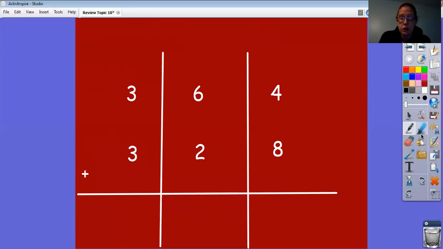So again, I'm going to go ahead and do my base 10 blocks. I'm going to do 4 1s, 1, 2, 3, 4, and then 8 down here. 1, 2, 3, 4, 5, 6, 7, 8. Do my groups of 10, 6 groups of 10 here. 1, 2, 3, 4, 5, 6, and 2 groups of 10 here. 1, 2.